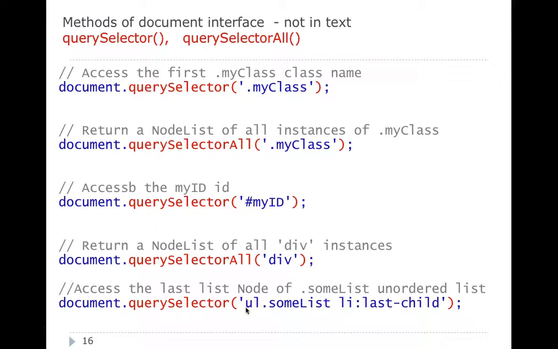If we wanted an actual list of all instances of myClass, we could use the querySelectorAll method. If we wanted to just access something that has an ID called myID, we would use querySelector. If we wanted a list of all div tags, we'd use querySelectorAll. Lastly, the last list node of some unordered list would be querySelector, and it would find the UL, and then a class called someList inside that UL, and then an LI, and then the last child. It's very similar to the pseudo classes that you learned in CSS class.